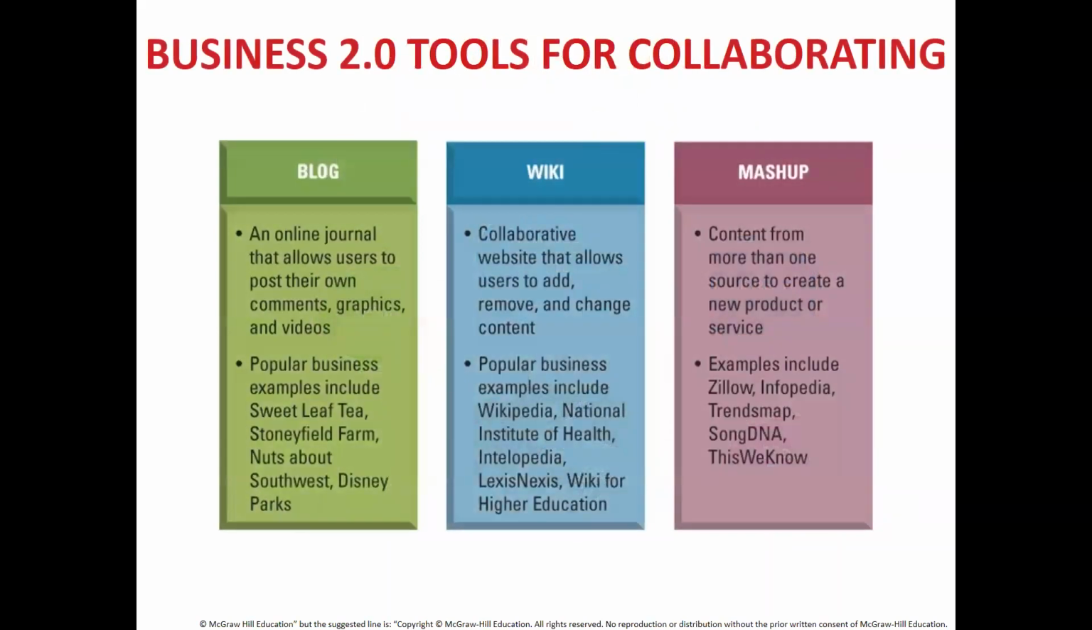Next up, we have blogs. These are the Business 2.0 tools for collaborating. That means how you go around sharing information or how you combine things from people. A blog is an online journal that allows users to post their own comments, graphics, and videos. Popular business examples: Sweet Leaf Tea, Stonyfield Farm, Nuts About Southwest, Disney Parks, etc. So with blogs, you come up with your own content, text, images, and videos.